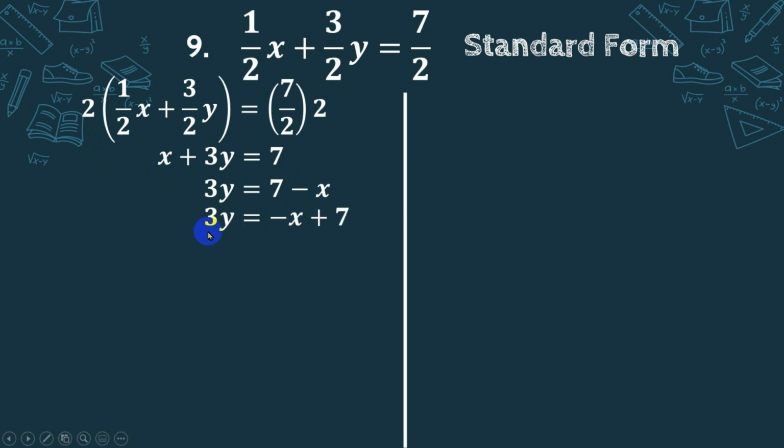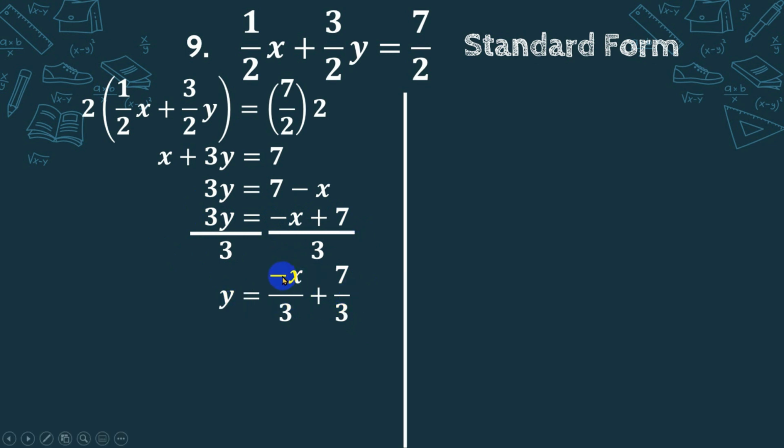Then, rewrite ulit natin wherein yung ating x ay nasa first term dito sa ating right side na equation. Then, dahil y yung kailangan natin dito sa left side, magdi-divide tayo dyan ng 3. At dahil magdi-divide tayo ng 3 sa left side, magdi-divide din tayo ng 3 on the right side. So, makakancel na po yan dito sa ating left side. So, dito naman po sa right side, magkakaroon tayo ng negative x all over 3 plus 7 over 3. Hindi po natin kailangan gawing decimal itong ating mga result. Okay? Fraction po ang kailangan natin.